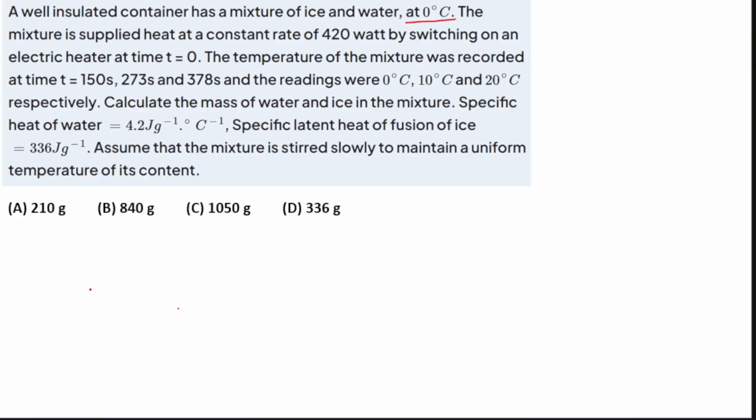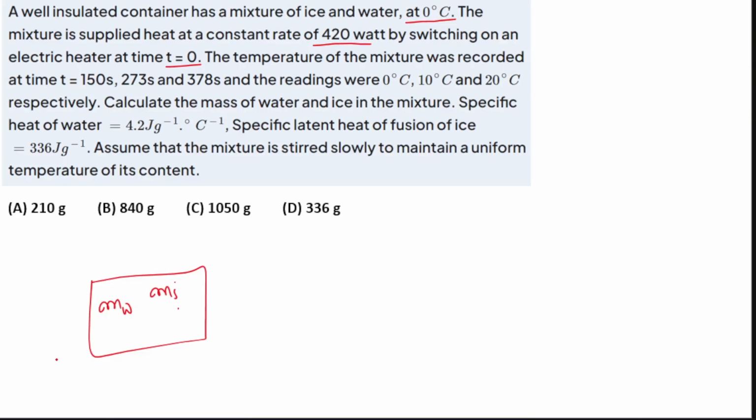Okay, so we have a container. Let us say this is the container and it has mw amount of water, mass of water, and mi amount of ice. Okay, so mw and mi, let it be, that is a shorter name, handy, right? The mixture is supplied heat at a constant rate of 420 watt by switching on an electric heater at time t equal to 0.